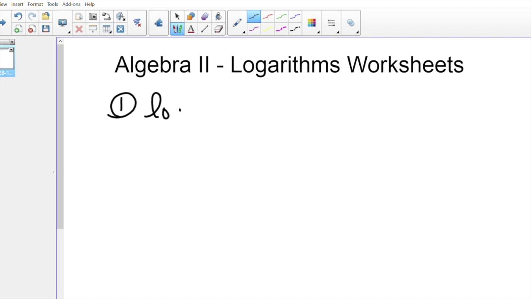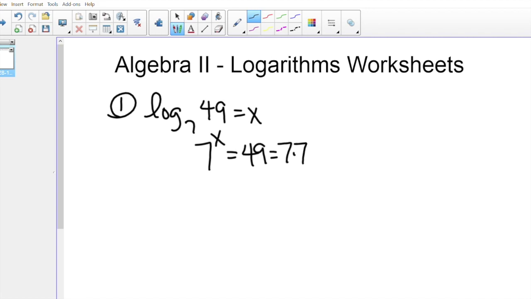log base 7 of 49. Okay, you rewrite it, and we're looking for the answer. To what power is 49? And we change 49 to 7, and that's 7 squared. So the first problem should have had x equal 2. That should be the answer to number 1. Now let's go to number 2.